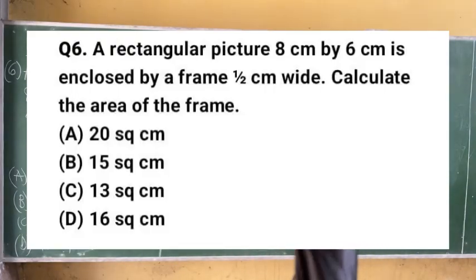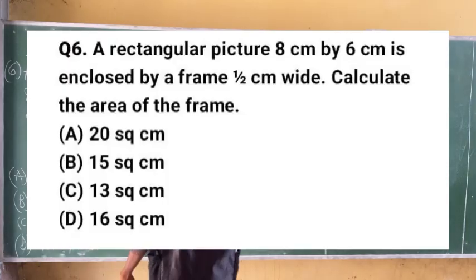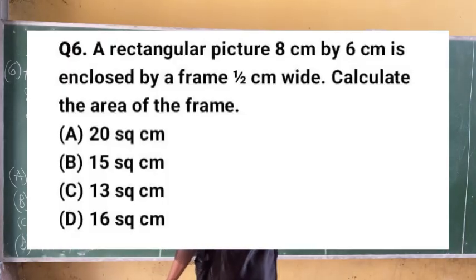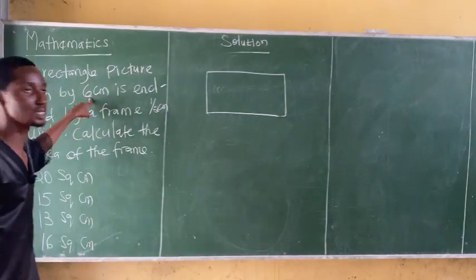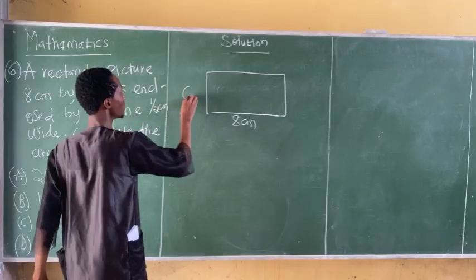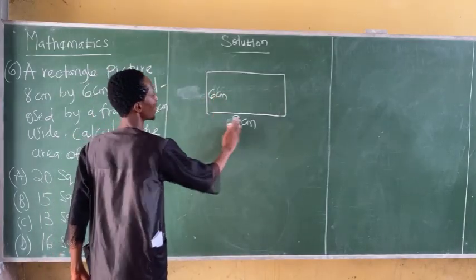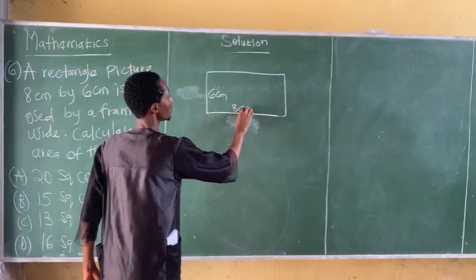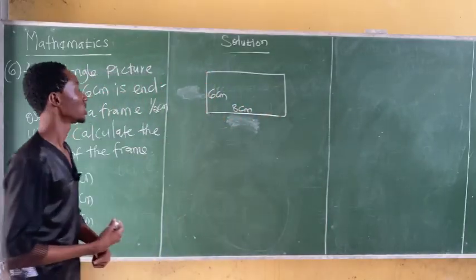It says a rectangle picture. Let's set up a diagram. Let's say this is the picture. It's a rectangle. And the dimension is 8 cm by 6 cm. So this is 8 cm, and this is 6 cm. That's the distance from here to here, 8 cm, and the distance from here to here is 6 cm.